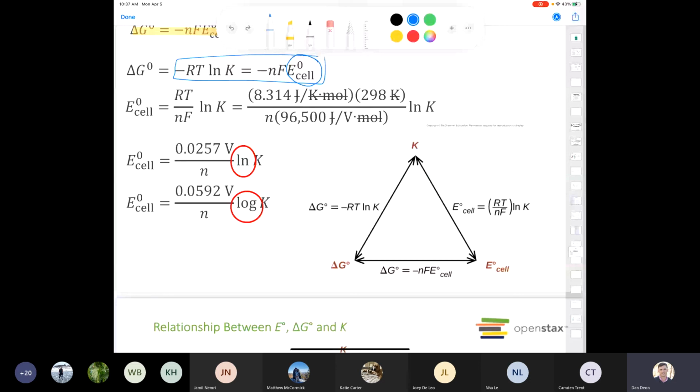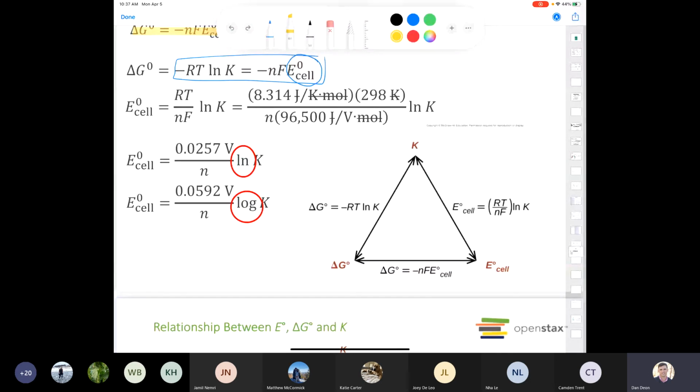You could also write this equation as E naught cell is equal to 0.0592 volts divided by the number of electrons multiplied by the log of the equilibrium constant. Notice that I have two different numbers here, but I have the natural log and the log to base 10. The reason I put both of these equations on here is a good one. It's because you see both of these equations in textbooks and the internet in about a 50-50 ratio. That means if you're perusing the internet and trying to learn more about standard cell potentials, you're going to see either one of these equations depending on the situation.